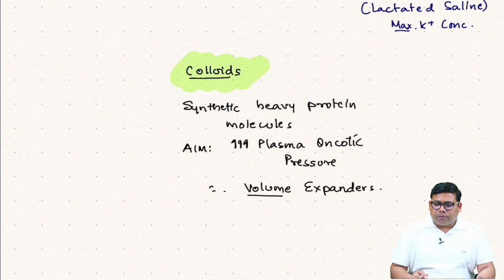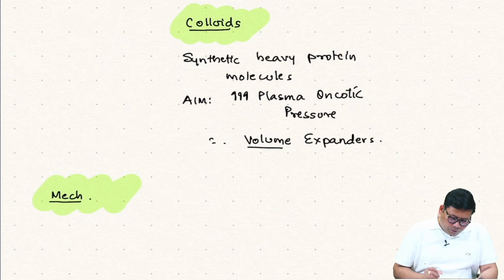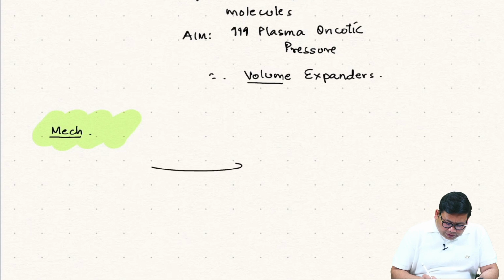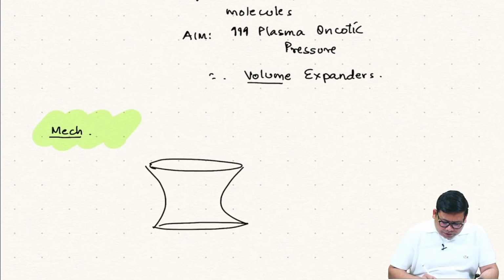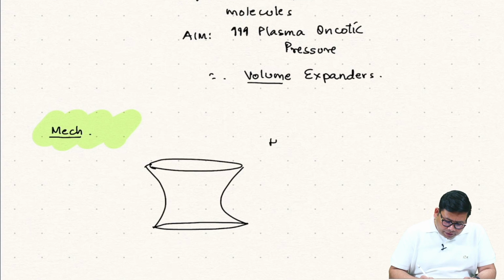I shall also explain to you the mechanism of how the colloids work. So this is very, very important. When we talk about the mechanism of colloids, it is very simple. Suppose you have a patient, because colloids are very commonly used during surgeries. So suppose I'm doing a surgery, and all of a sudden the patient has some catastrophic bleeding, unfortunately, and there is a lot of blood loss, and this has resulted in hypotension.